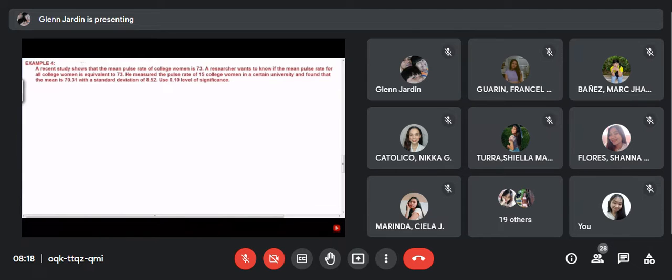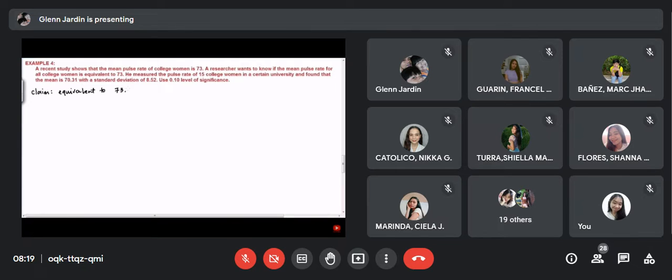So, pagka wala kayo nabasa na claim, guys, pwede nyo pa rin namang hanapin with the use of, parang, ito yung gustong malaman. Kung ano yung gustong patunayan nitong isang problem. So in this case, ang makikita niyong keyword dyan, ito, a researcher wants to know. So parang nag-claim na rin siya or may gusto siyang malaman, which is if the mean pulse rate for all college women is equivalent to 73. So ang keyword natin doon is equivalent to 73. So, yun ang gusto niya malaman or yung claim niya.